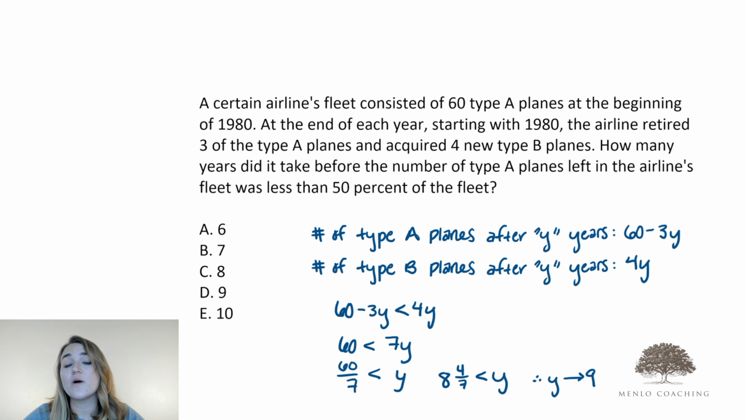particularly, depending on whether or not you identified that if the question was asking us how many years it would take before the number of type A planes was less than 50% of the fleet, it was really asking us how long it would take for the number of B airplanes to exceed the number of A airplanes. Well, this question could have become pretty time-consuming, pretty calculative, and that means that for many students it could become pretty error-prone.